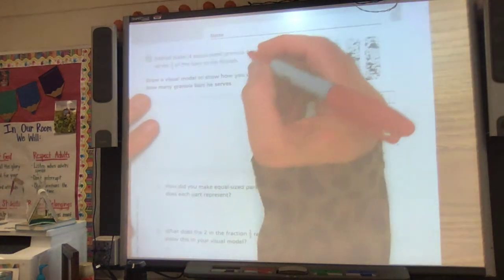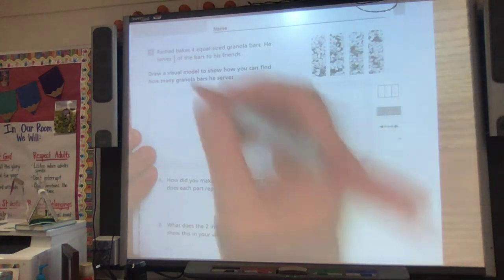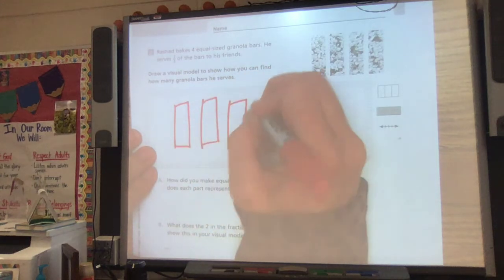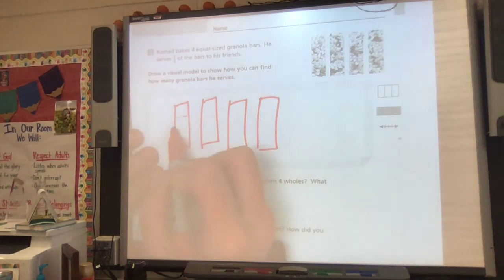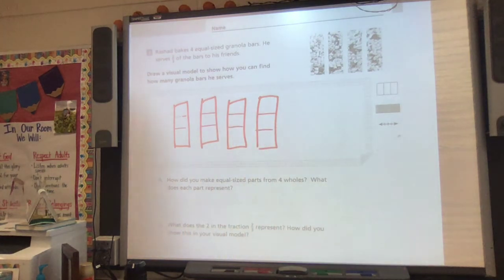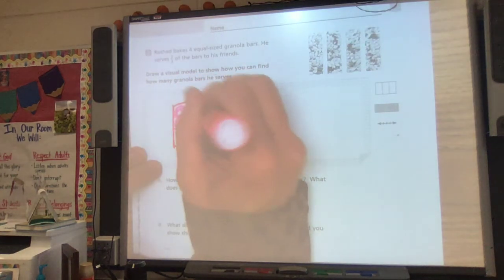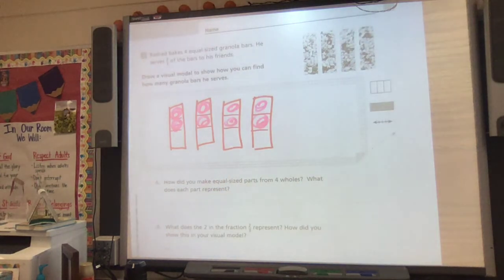Then we have 187. Rashad bakes 4 equal-sized granola bars. He serves 2/3 of the bars to his friends. Draw a model. I know he has 4 granola bars: 1, 2, 3, 4. He serves 2/3 of them to his friends. So we're going to put all of them in thirds. But he's giving 2/3 to his friends. So there's 2/3, 2/3, 2/3, 2/3.